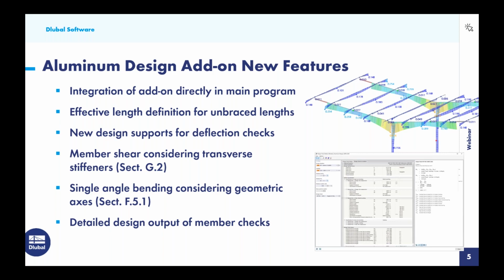And finally, the detailed design output that we give for the member checks according to the ADM. We'll take a look at this at the end of the presentation. Previously in RFEM 5, we gave you variables and code references, but now in RFEM 6, we're actually going to see the calculations laid out for us so that we can follow line by line to determine exactly where the design ratio comes from.